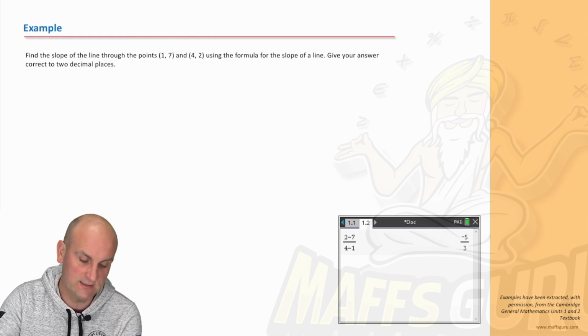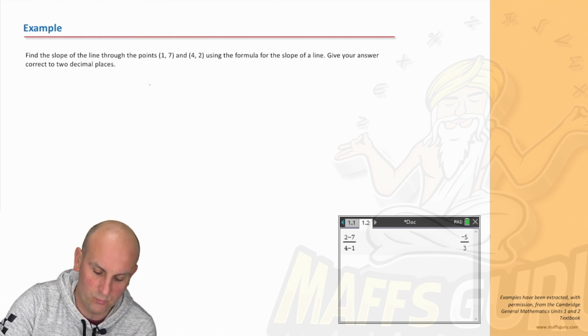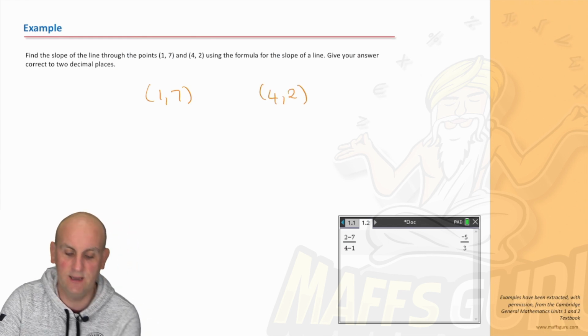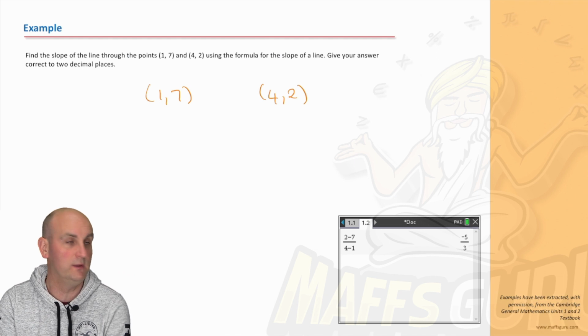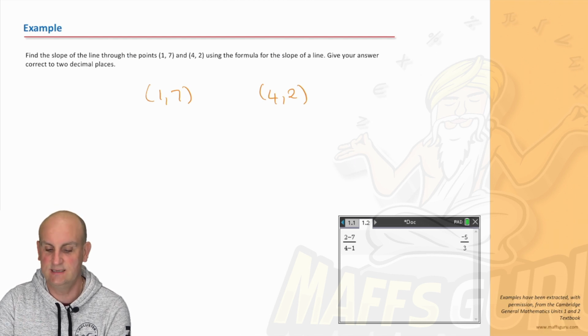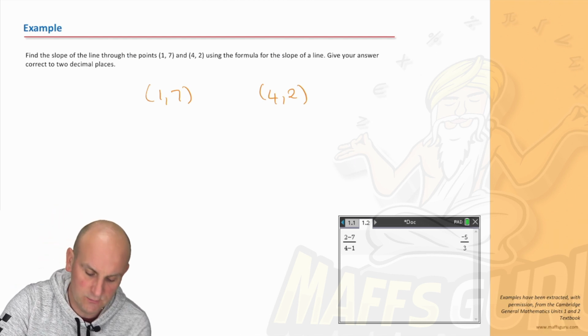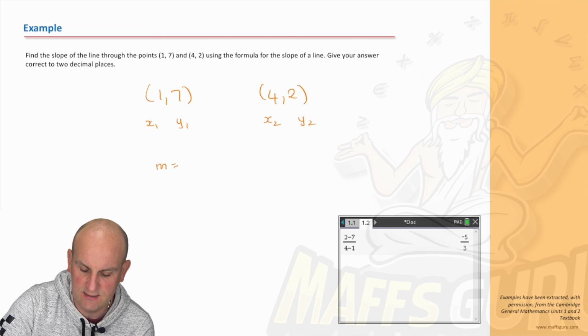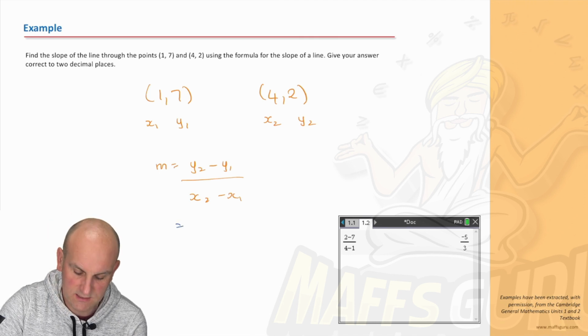Okay, so here we go. We've got an example. Find the slope of the line that passes through the points (1, 7) and (4, 2). Whenever I have these, what I'm doing is exactly the same. So I tend to do x1, y1, x2, y2. And I know that my gradient is y2 minus y1 on x2 minus x1. So we're now going to substitute in the values.